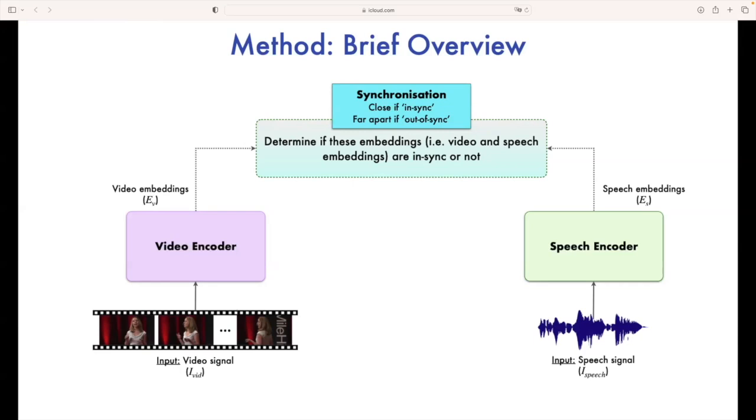We now have two sets of embeddings with us. One is the video embeddings, and the other is the speech embeddings. The task here is to match these embeddings to determine if they are in sync or out of sync. So if the audio and the video are in sync, then these embeddings will be close to each other. And on the other hand, if they are out of sync, then they will be far apart. So this is how we design our system using these three major blocks: video encoder, speech encoder, and then the synchronization module.